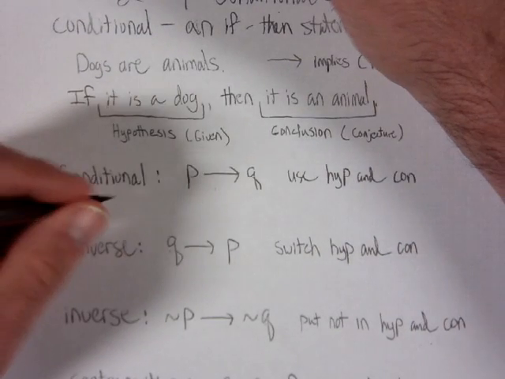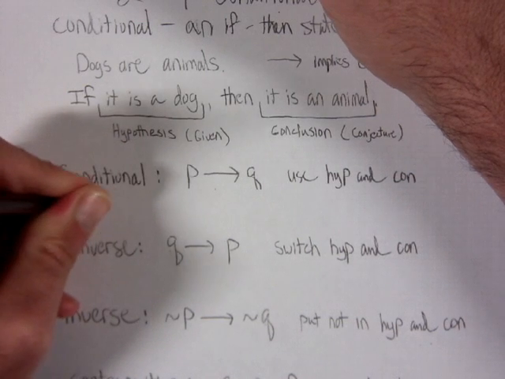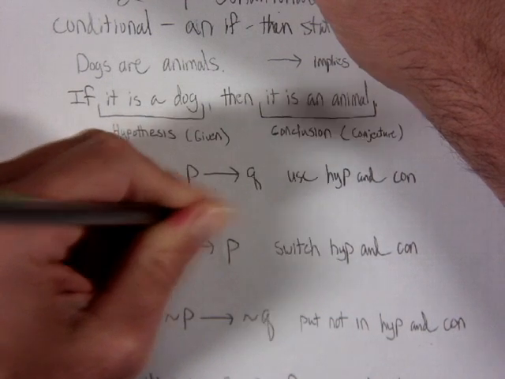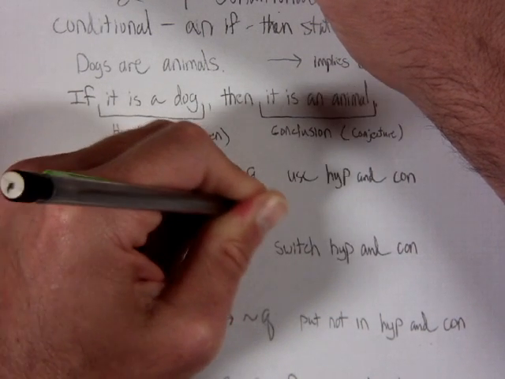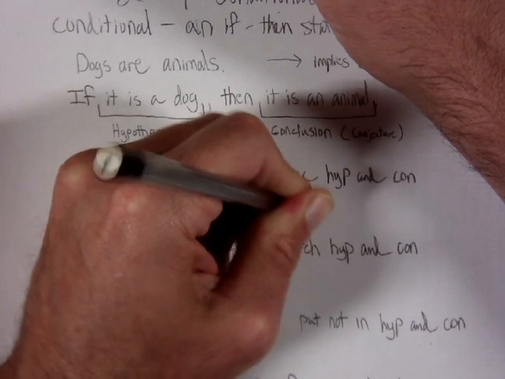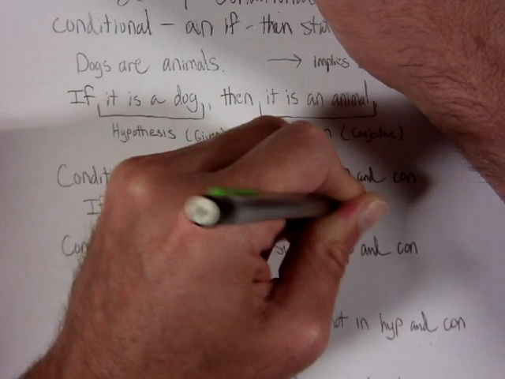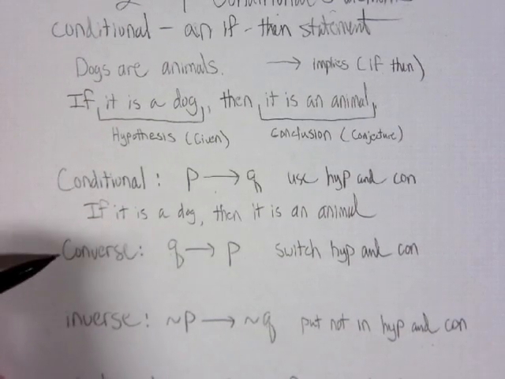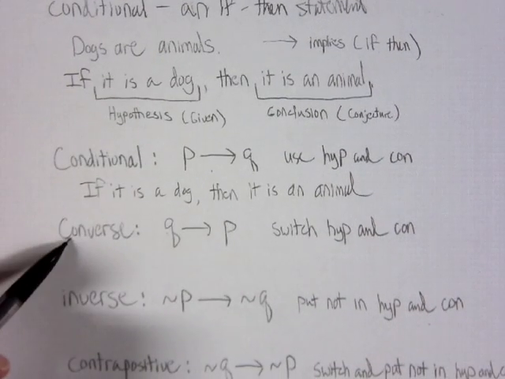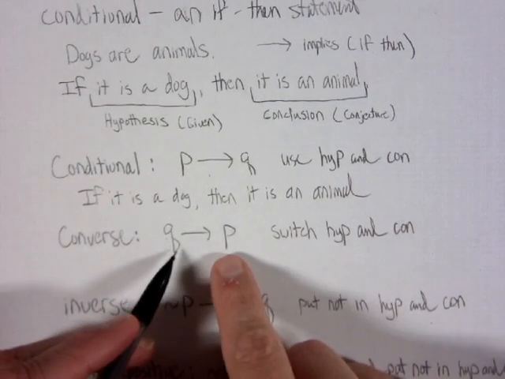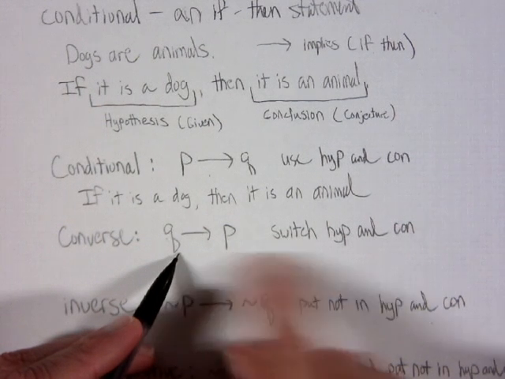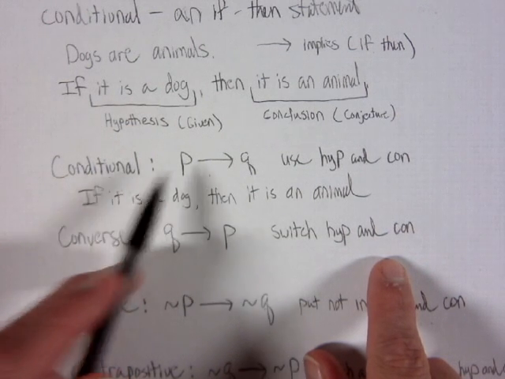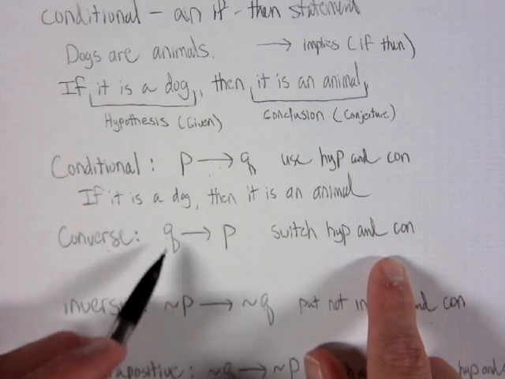We'll go ahead and write out the same conditional. If it is a dog, then it is an animal. Now, the first thing we want to learn how to write is the converse. The converse is formed by switching P and Q. You switch the hypothesis and the conclusion. So if the conditional is P implies Q, then the converse is Q implies P.